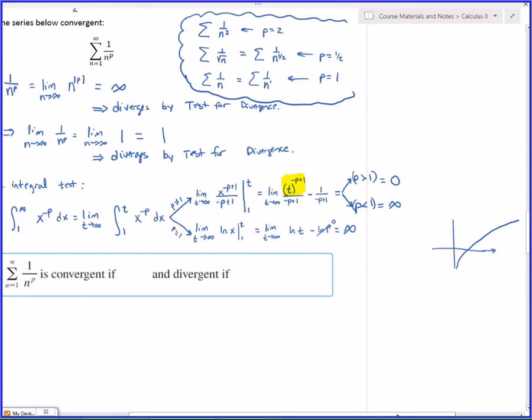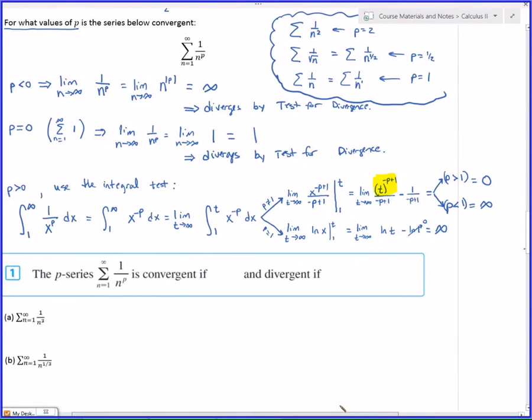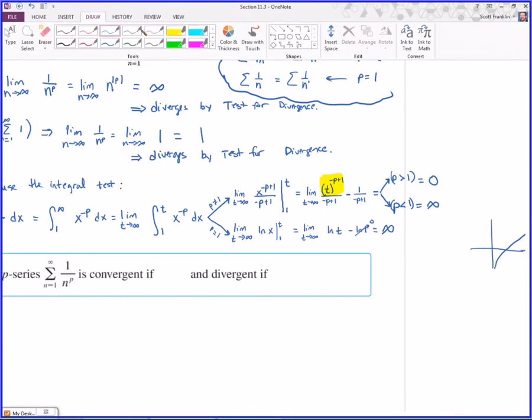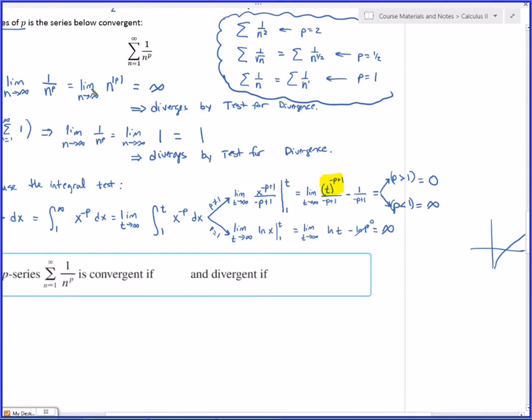So I'm sorry that took more space than was there. I got to cheat and go off the side of my page. But here's, we know several things now. We know up here that if p is negative, it diverges. If p is 0, it diverges. If p is less than 1, it diverges. And if p is equal to 1.